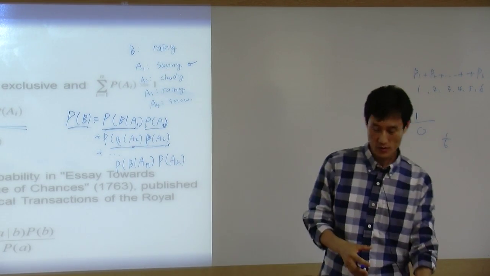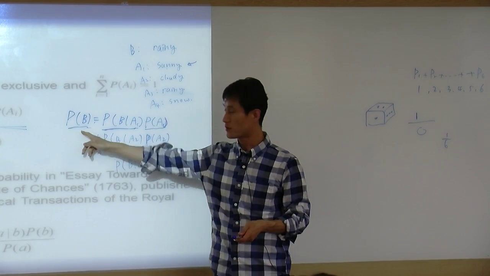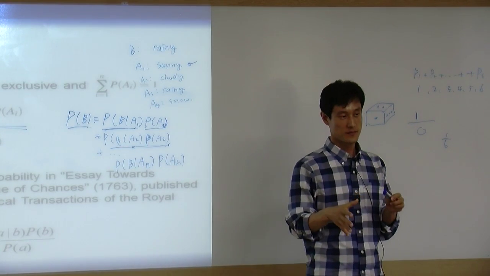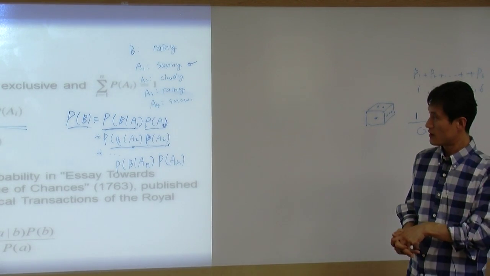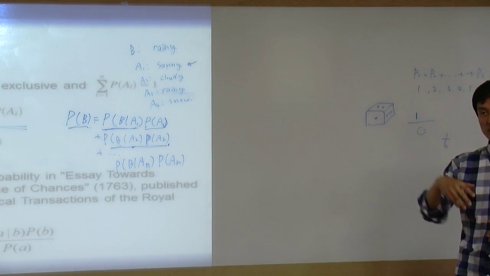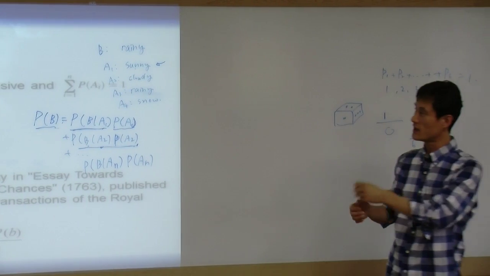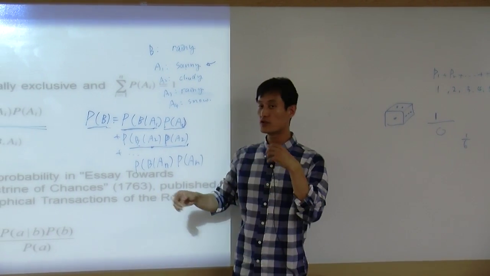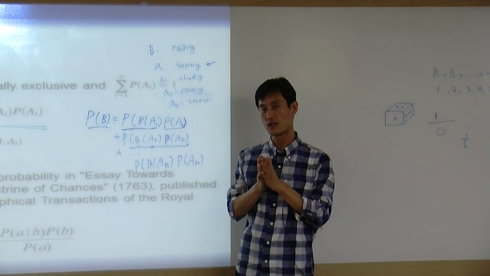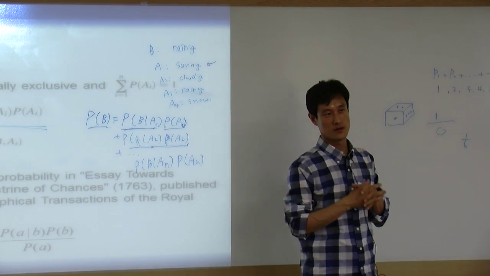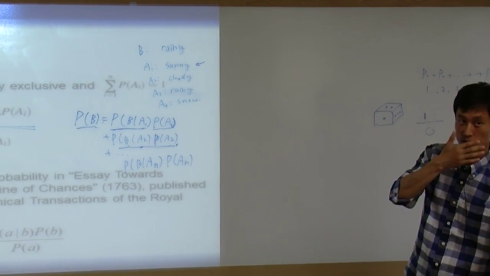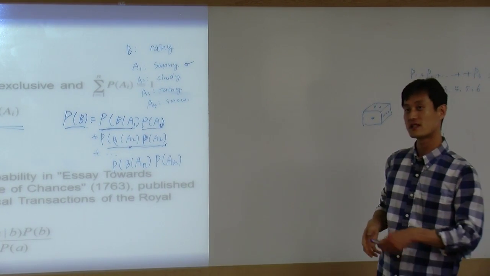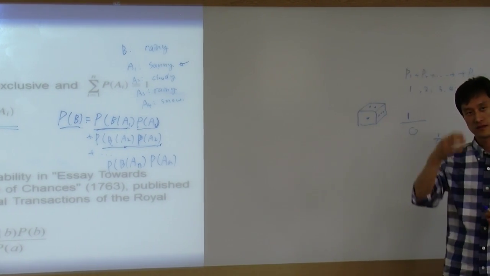What I want to find out is the probability of rain tomorrow. How do you calculate it? Let's say you want to estimate the probability that you have rain tomorrow. But you never know, because tomorrow is the future. So how do you estimate?